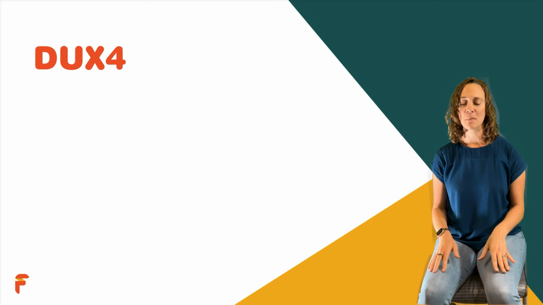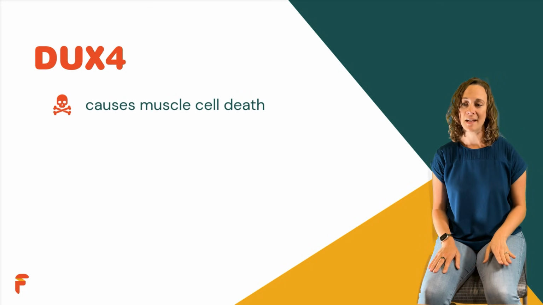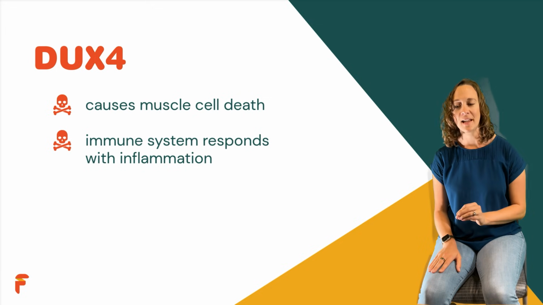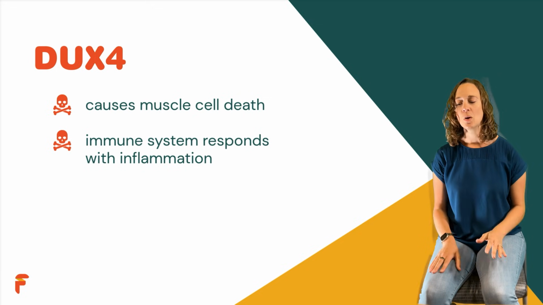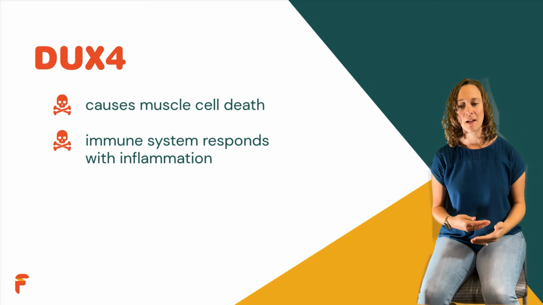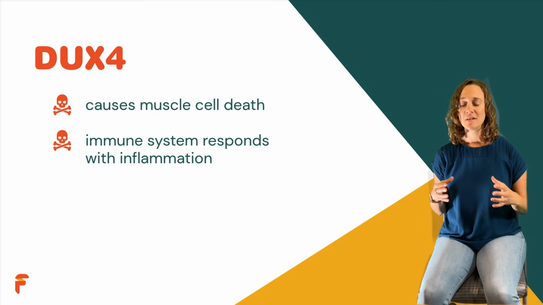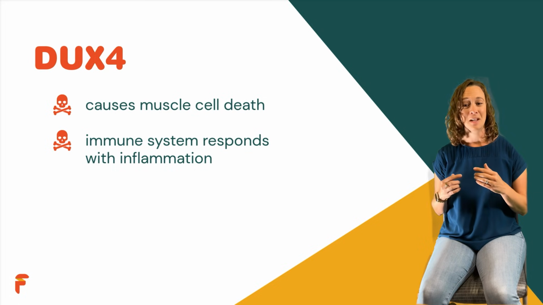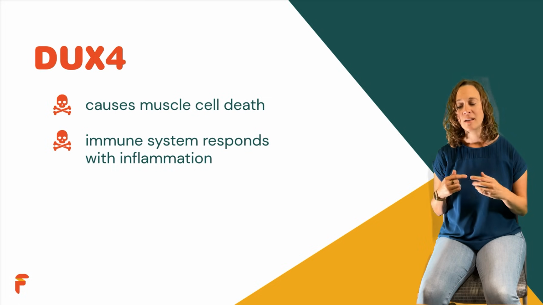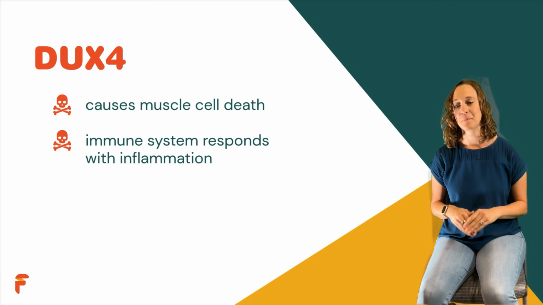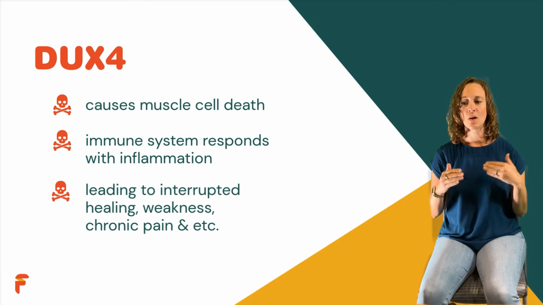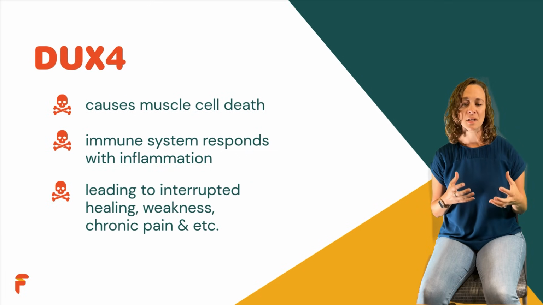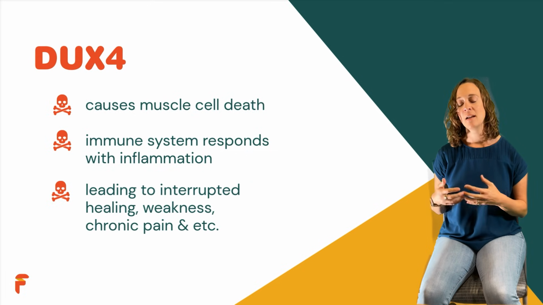DUX4 is toxic to muscle cells. It causes them to die. When this occurs, your immune system senses the damage and triggers inflammation, which is the body's natural repair response. However, DUX4 can also contribute to inflammation. And when inflammation is repeatedly triggered, it can cause damage instead of healing. Over time, this harmful cycle of muscle cell death and inflammation leads to muscle weakness, chronic pain, and other symptoms of FSHD.